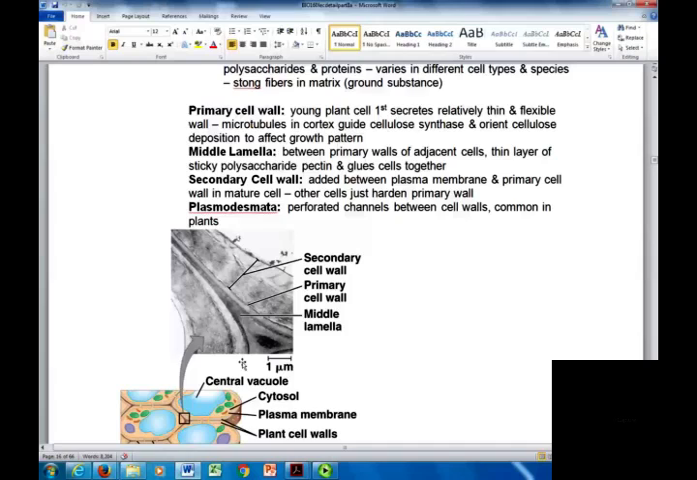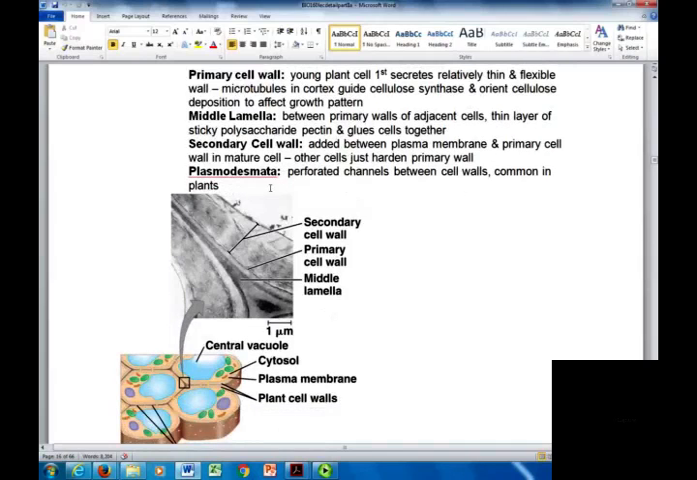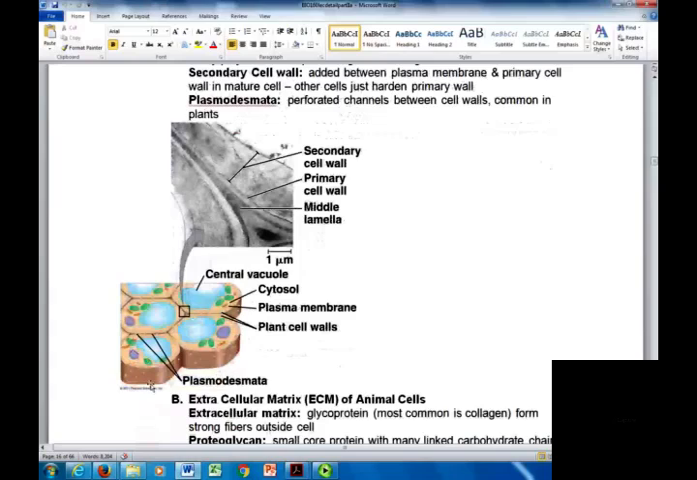So cells are going to need to be able to communicate with each other, so we'll have the plasmodesmata. They're perforated channels between the cell walls. You'll see these in plant cells. So here down at the bottom, you've got these various plant cells, and these are little plasmodesmata or channels between the cells.